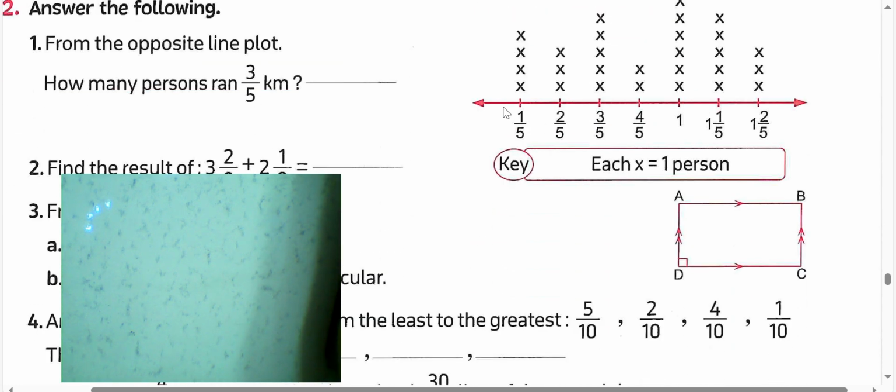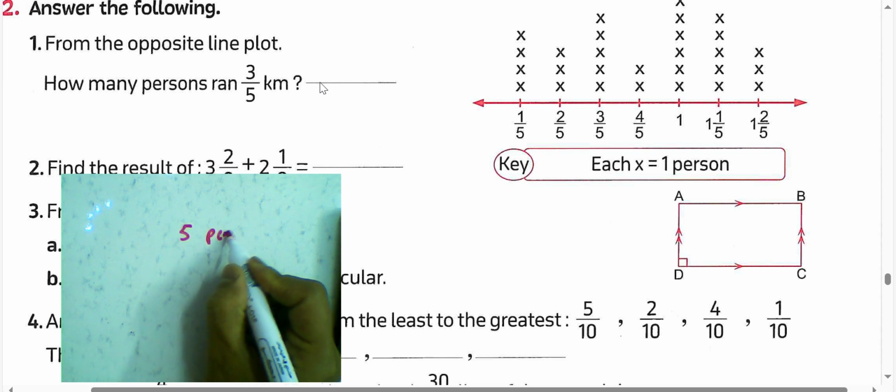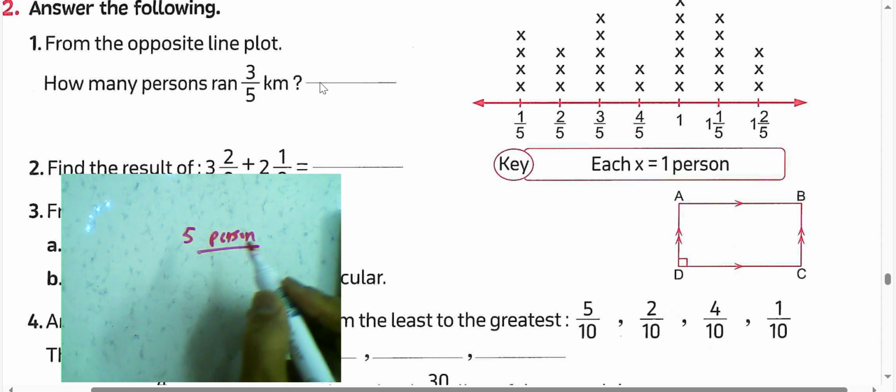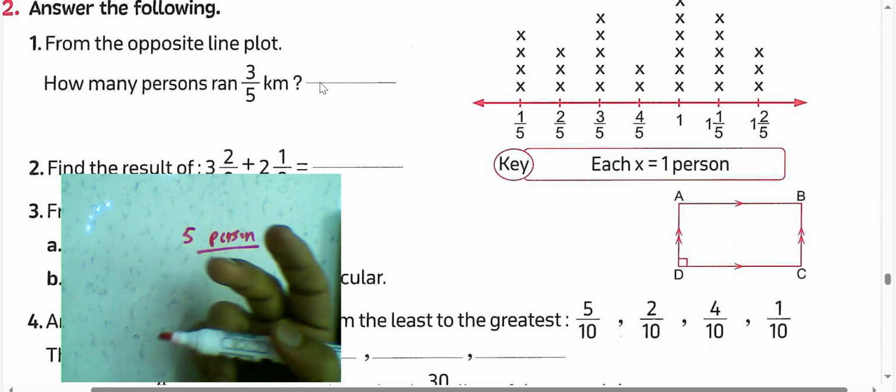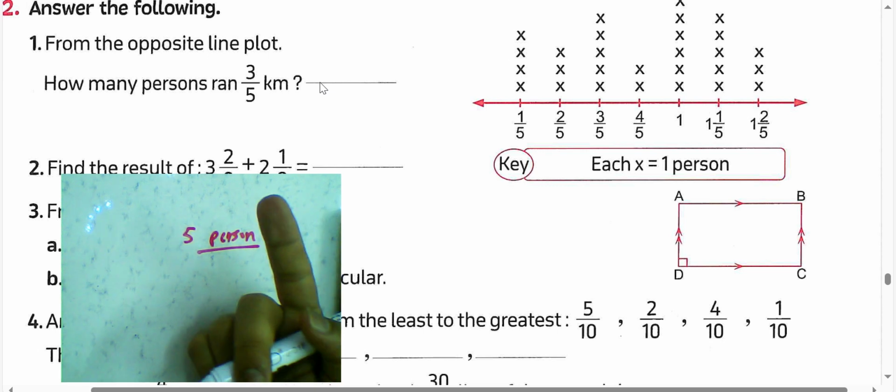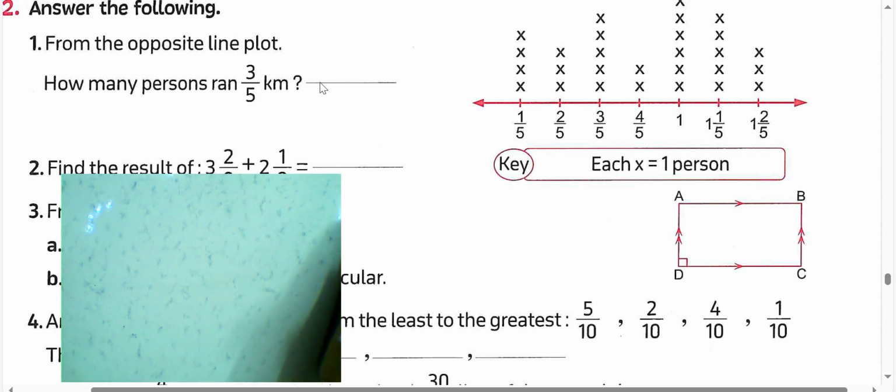From the opposite line plot, how many persons run 3/5 kilometer? Here x equals 1 person. 1, 2, 3, 4, 5. We have 5 persons. Be careful, this question is different from the last one. There x was 2 children, but here x equals 1 person. So you must read the key first.